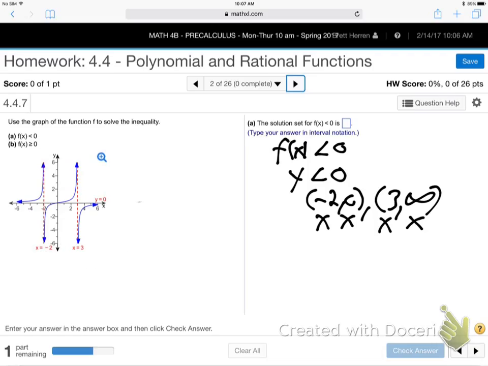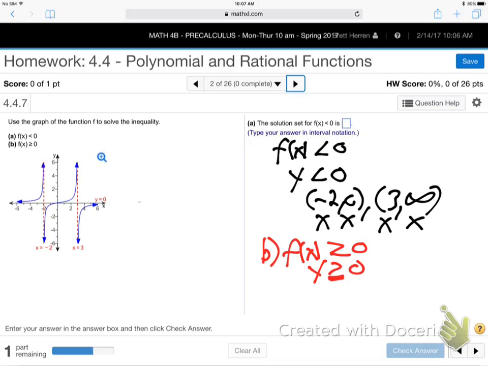Erase the part A work. Go ahead and do part B real quick. Part B is asking, where is f of x greater than or equal to, meaning y greater than or equal to 0. Go ahead and try that one. Now we're including the equals bar, right? So we might end up having brackets on a lot of things. So where is it greater than or equal to 0?